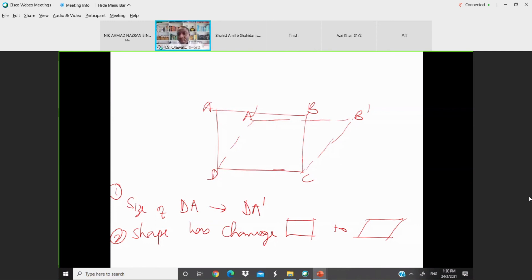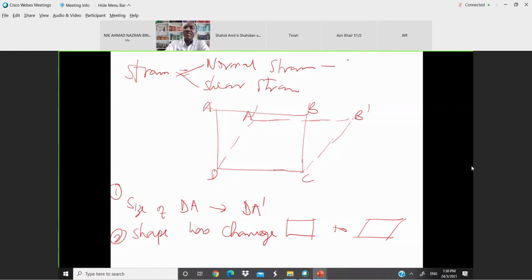So from here now we want to look at strain. Like I said, I'll be dividing it into two, which is normal strain and shear strain. Normal strain is related to one, change in size. Shear strain is related to two, change in shape.